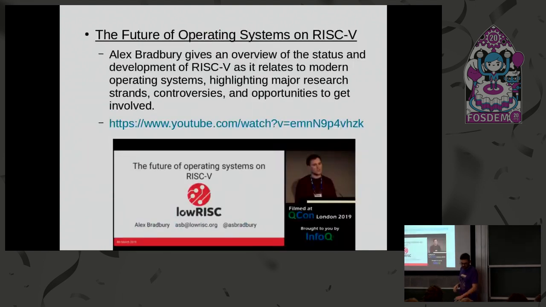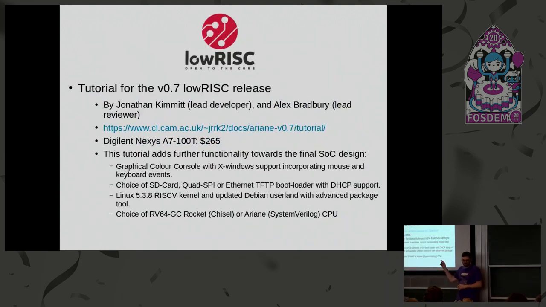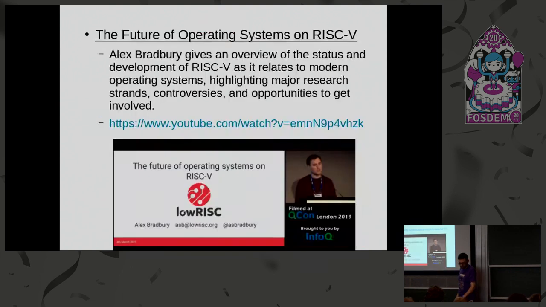But you can try out their SoC and run Linux on it. So there's a version 0.7 of the Low Risk release right now, and you can get an FPGA development board for less than $300, and you can actually run a little graphical Linux environment on it. So if you follow this tutorial, I just found out about this like 2 days ago from someone here at FOSDEM, so I'm eager to go try this out myself. So that's their long-term vision, I think, to have an SoC that's produced in volume that you could use to run Linux on.